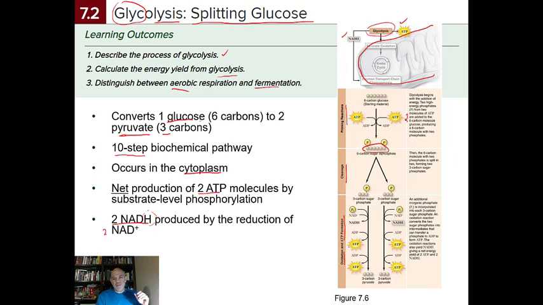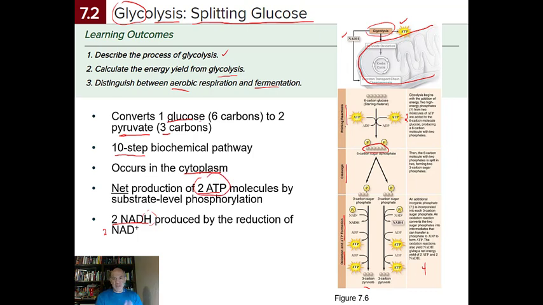Now you can see over here that ultimately each half of the glucose molecule, on our way to making pyruvates here at the end, is going to be producing 2 ATPs. And so if it costs us 2 and we produce 4, then there's going to be a net gain of the 2 ATPs that we see here.